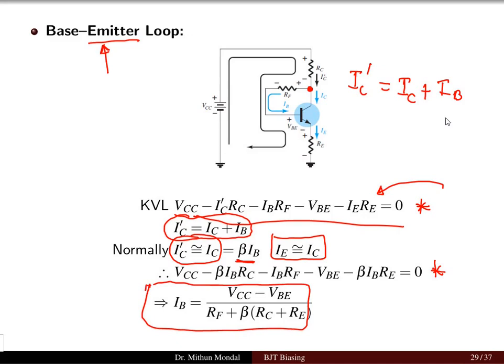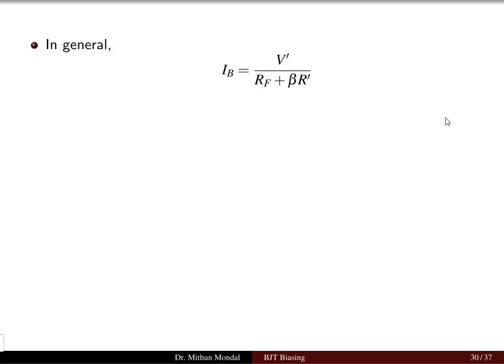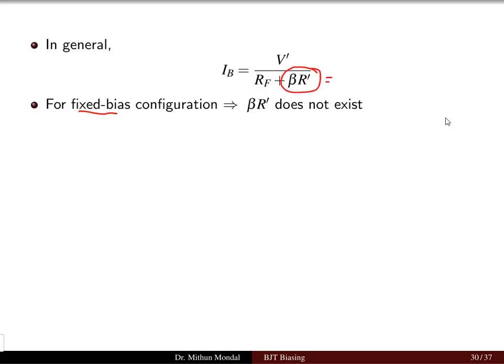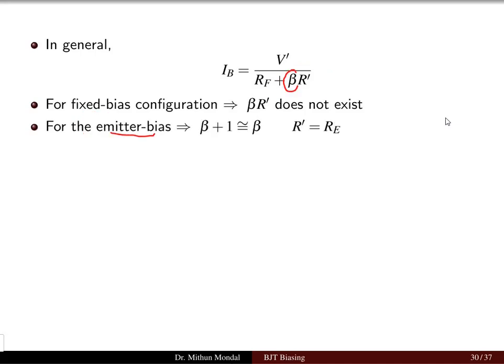So the new base current, whatever we get for the collector feedback configuration, we can deduce some conclusions. Here we can write in general form the value of the base current as V' divided by the summation of RF and beta R'. What we have discussed is that in the fixed bias configuration, the term beta R' does not exist, so this is 0. Whereas in the emitter bias, the beta is equal to beta plus 1 and the R' is normally equal to the emitter resistor.